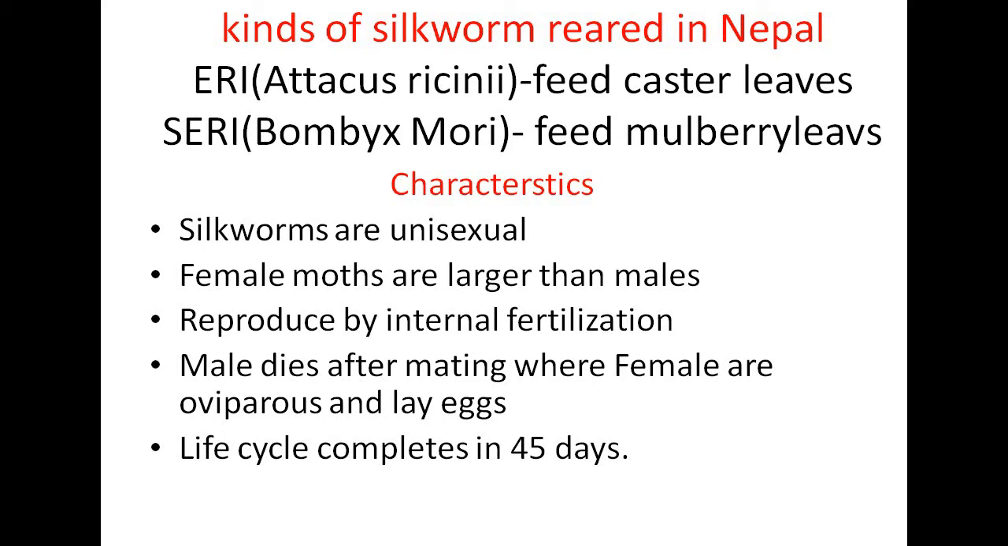They reproduce by internal fertilization. That means the fusion of male and female gametes takes place inside the female's body. The male dies after mating, whereas the female is oviparous and lays eggs. That means after the mating or reproduction process, the male silkworm dies, whereas the female lays eggs, and its life cycle completes in 45 days.